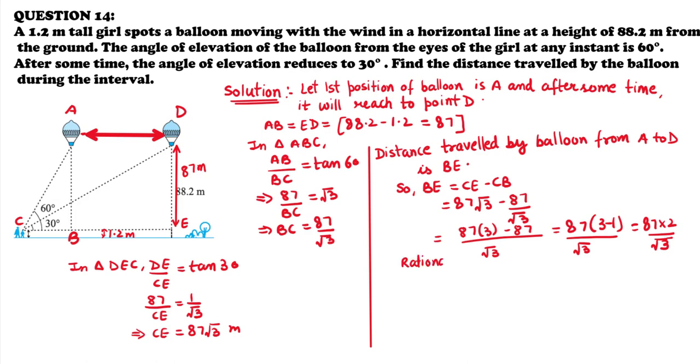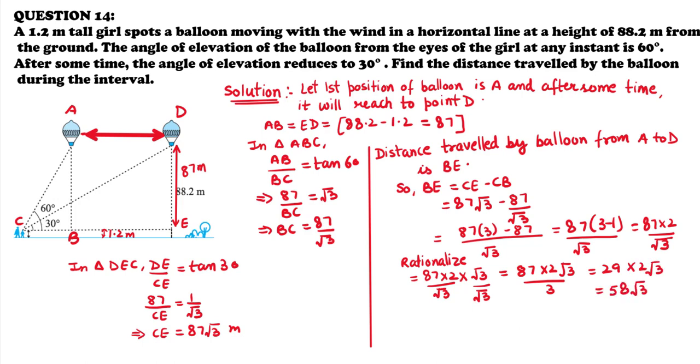As root 3 is in the denominator, we will rationalize the number. How to rationalize? Multiply and divide the whole number by root 3. So we get 87 into 2 root 3 upon 3. That is equal to 29 multiplied by 2 root 3, which is equal to 58 root 3 meters. So AD is equal to BE, that is equal to 58 root 3 meters, because the lines were parallel.